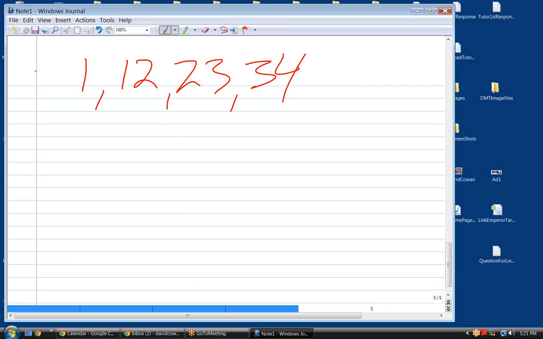In other words, people get confused by this terminology. Nth term. That just means whatever term in the sequence. In other words, if I want the 4th, what is A sub 4 in this sequence? 34.